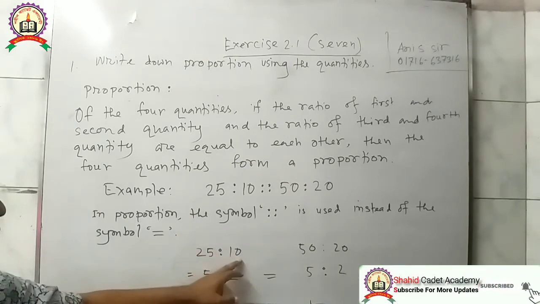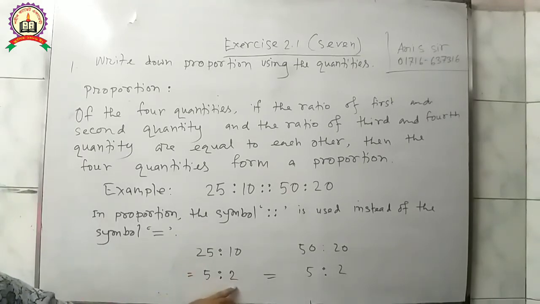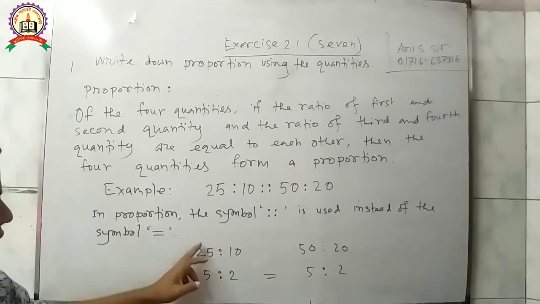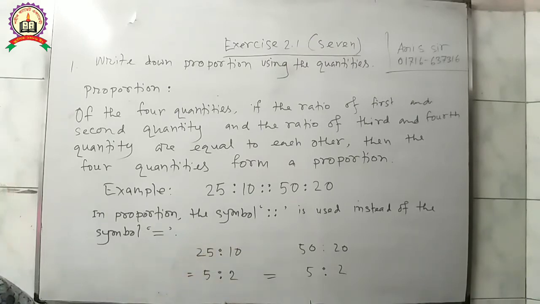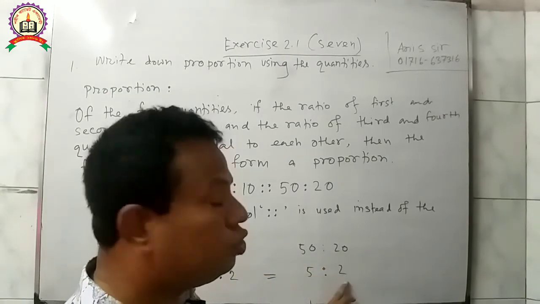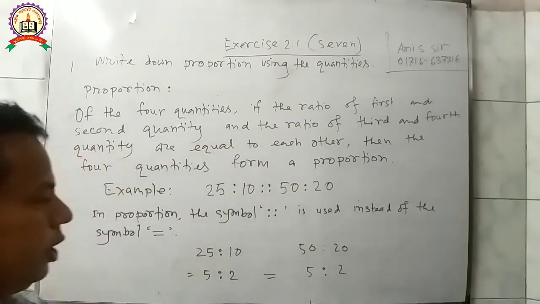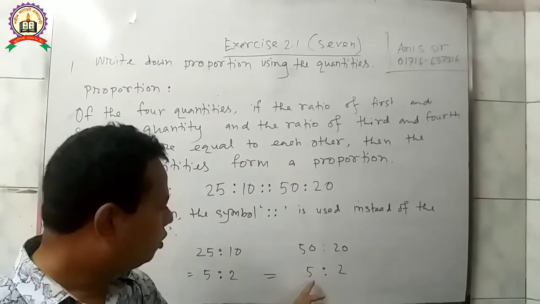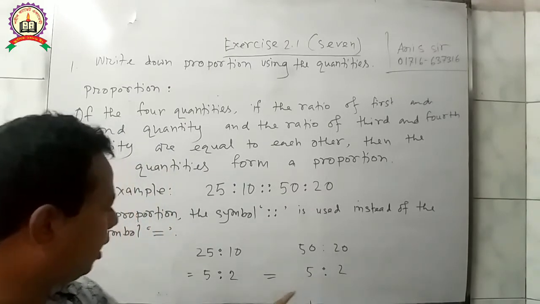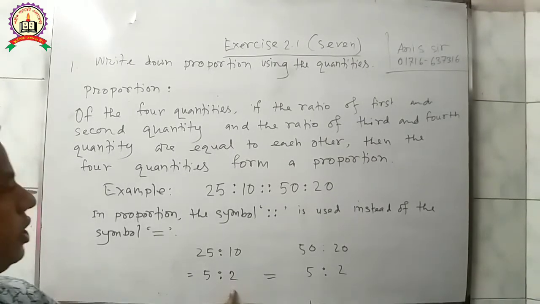Here 25 is to 10. If we minimize, it will be 5 is to 2, that means divided by 5. The second ratio 50 is to 20, divided by 10, we get 5 is to 2. The first ratio 5 is to 2 and the second ratio 5 is to 2, so they are equal to each other.